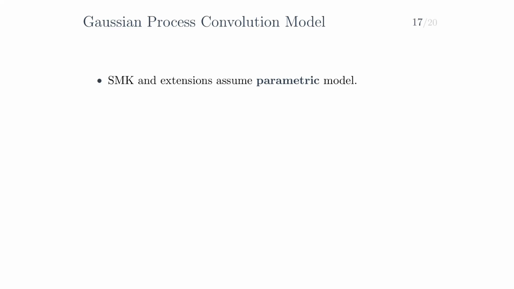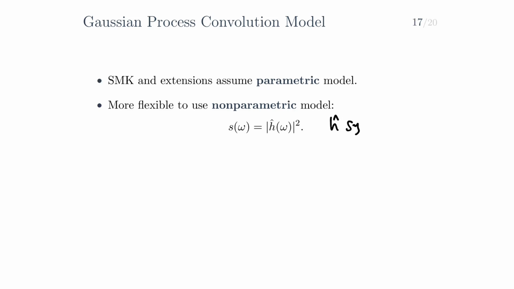We have seen that the spectral mixture kernel and its multi-output and non-stationary extensions assume a particular parametric model for the PSD, namely a symmetric mixture of Gaussians. Alternatively, we could use a more flexible, non-parametric model, meaning a model with an infinite number of parameters, by parametrizing the PSD by the modulus squared of a symmetric conjugate function h hat. So h hat is symmetric, well, conjugate, which means that this condition holds for all omega.